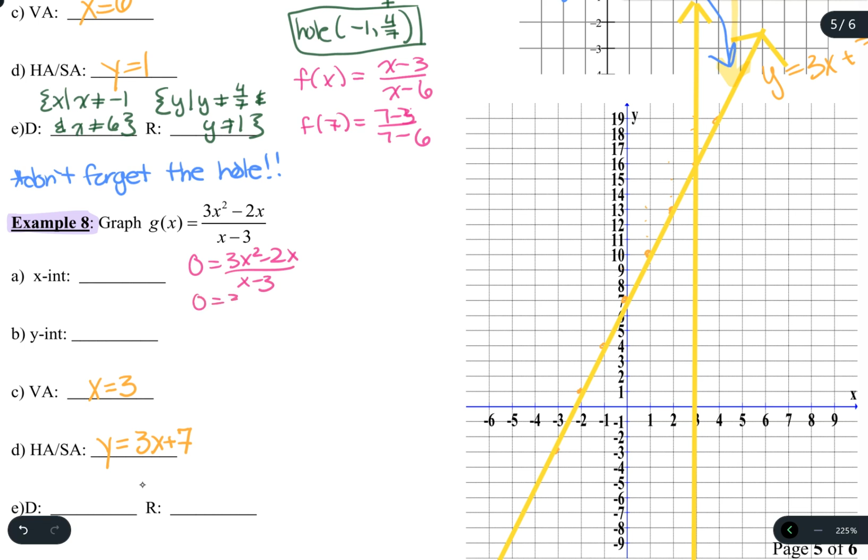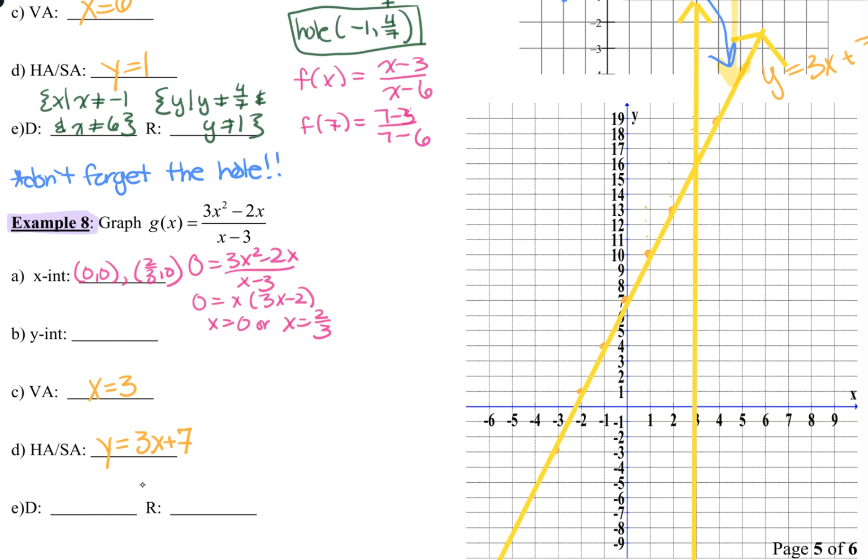So it ends up being whatever makes the numerator 0, and I'll factor an x out of that right away. So I'm going to get x times the quantity of 3x minus 2. So that means I get x equals 0 or x equals 2/3. So my two x-intercepts are 0, 0, and then I also have 2/3, 0. And I can go ahead and place those on my graph right away. So 0, 0, and 2/3, 0.